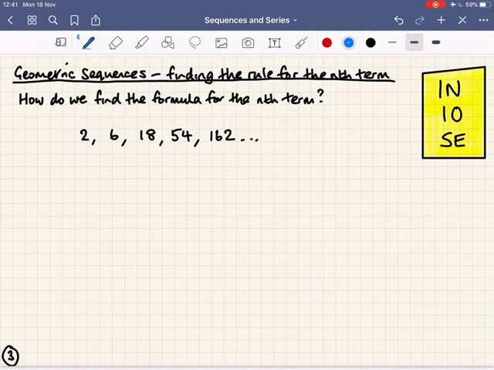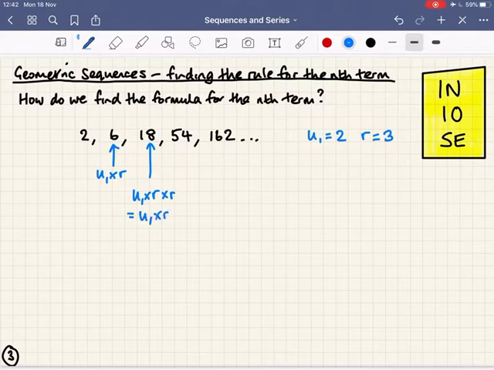What I really like, though, is to find a rule that allows me to go straight to the nth term. So let's have a look at this example that we saw before. Our first term was 2, and our common ratio was 3. To get our second term, we multiplied the previous term, u1, by 3, or the common ratio. Let's denote that as u1 times r. Now, to get the next term, I multiplied the previous term, u1 times r, by r again. So in other words, it was u1 times r squared.